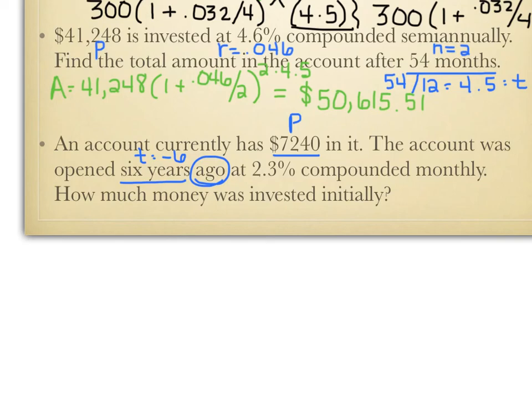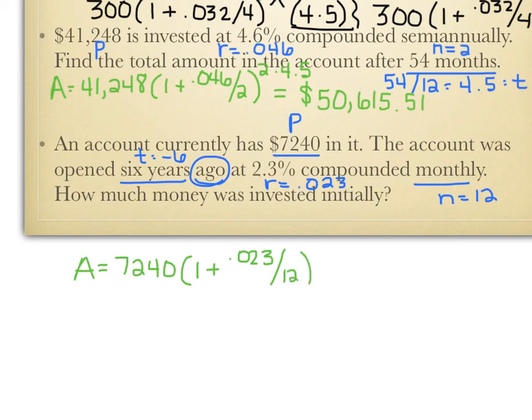Just like before, my interest rate, I'm going to move the decimal twice, so it's going to be 0.023. And compounded monthly means my n value is going to equal 12. So I'm going to use the formula just like I normally would, except I'm going to have a negative t value. So 7,240, 1 plus 0.023 divided by 12, to the power of 12 times -6.